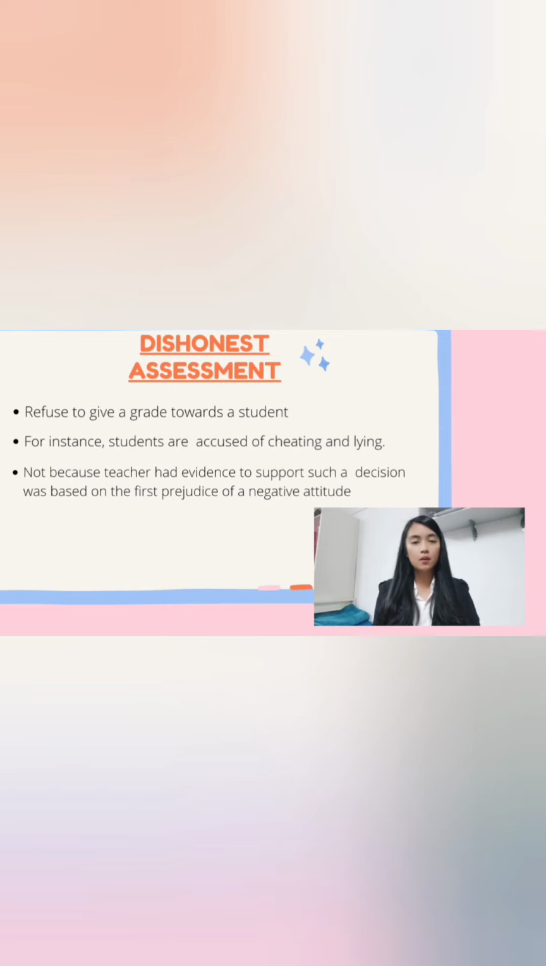Second point is dishonest assessment. A teacher refuses to give a grade to a student, for instance, because the student is accused of cheating or lying. It is not because the teacher had evidence to support such a decision, but because students themselves think that the teacher's decision was based on prejudice and a negative attitude.